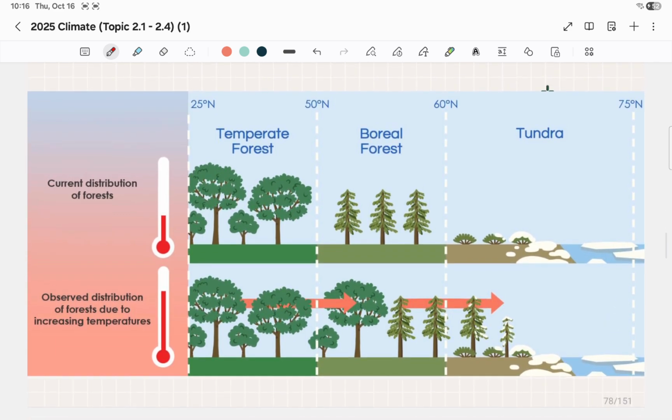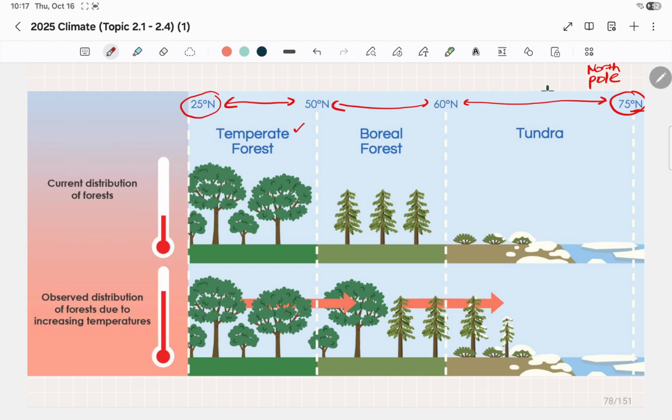So you can imagine that when the temperature drops, you can see this is the latitude. We are going from 25 degrees north all the way up to the North Pole. Why North Pole? Because N. When you go to the North Pole, you can see we have this kind of habitat. This is a temperate forest, usually found between here and here. This is the boreal forest found between this latitude to this latitude, and then here is the tundra.